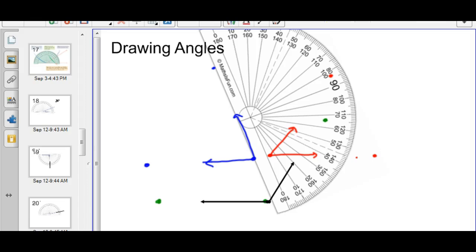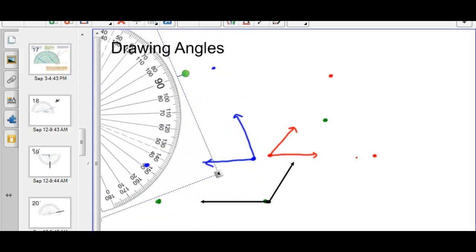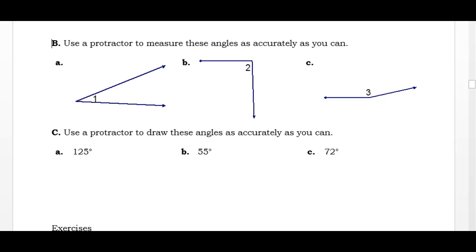So even though the protractor is pretty big and takes up a lot of space on your paper, I was able to fit all 3 of my answers into a tiny space. So that is it for the examples. You can go on to the exercises.